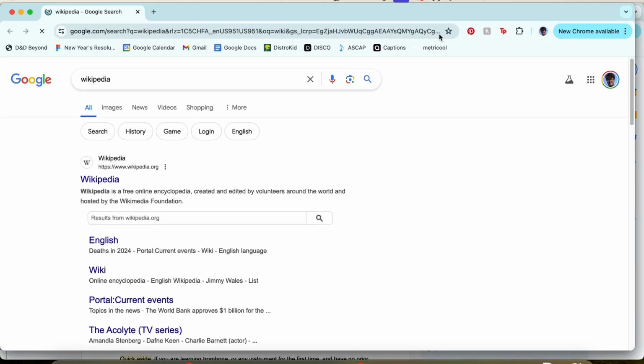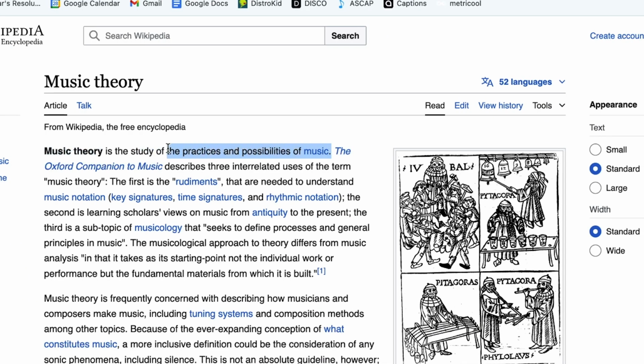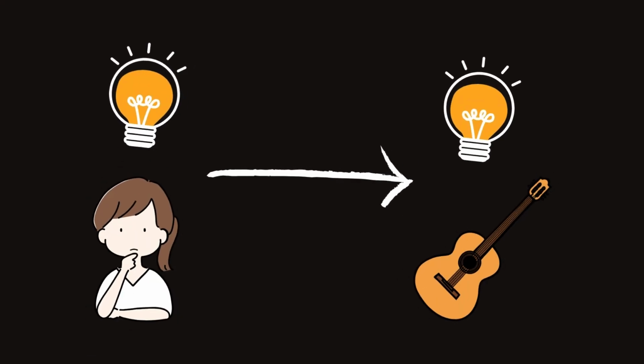My trusted and peer-reviewed source, Wikipedia, states that music theory is the study of the practices and possibilities of music. And I actually really like this definition. A lot of people get it into their minds that music theory is a set of rules that you need to follow to make music. That is not the case. What music theory actually is, is a set of standardized terms and practices that can help you get to your goal faster, which in most cases is taking an idea from your brain and putting it to your instrument.